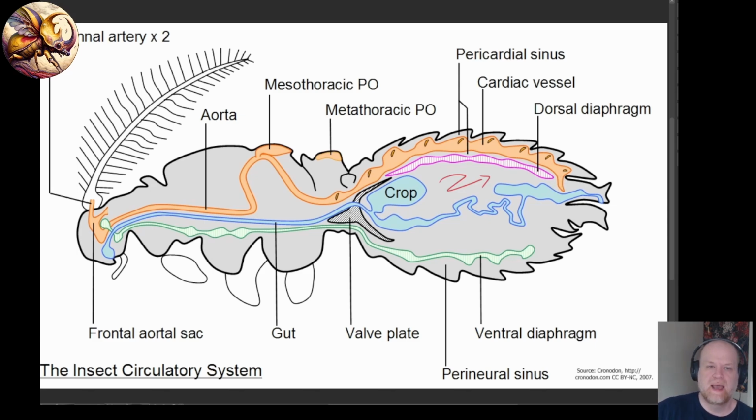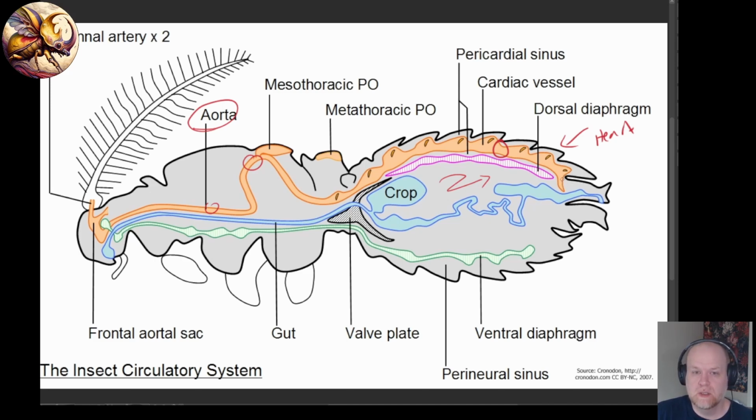Instead, what they have on the top of their body, here in orange, this orange tube on top of their body, is the dorsal vessel. In the rear part, this is frequently called the heart, and in the front part, it's called the aorta, although the entire thing can just be called the dorsal vessel. And this generates the majority of the motive force of the hemolymph and keeps it going directionally.